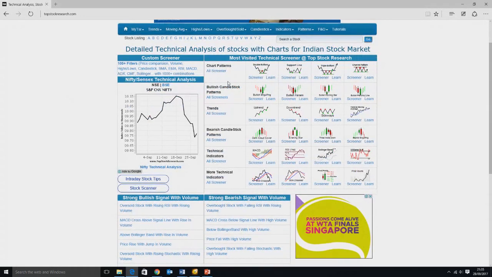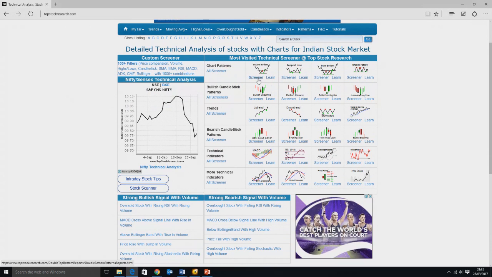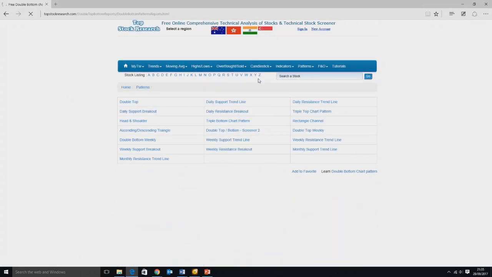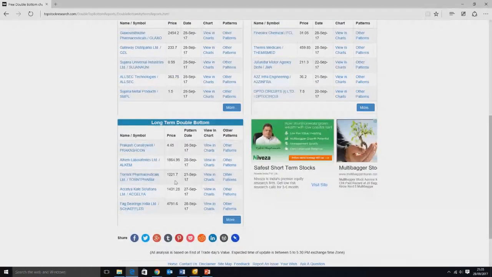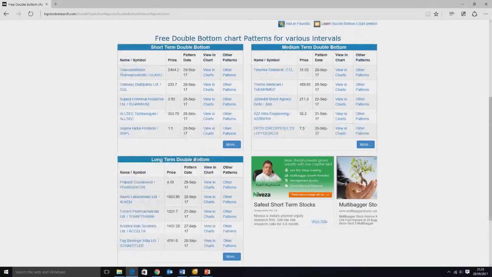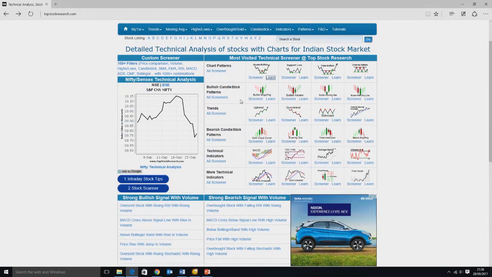Here you see you have different chart patterns. So let's see first. Say I'm interested in double bottom pattern. If I click on this screener, it gives me the scripts which are on a short term double bottom, medium term double bottom, or the long term double bottom. And then I have to see on my terminal whether they actually have this kind of double bottom or not. Similarly, you have this bullish candlestick pattern, say bullish engulfing, bullish harami, bullish morning star, or the bullish piercing line.